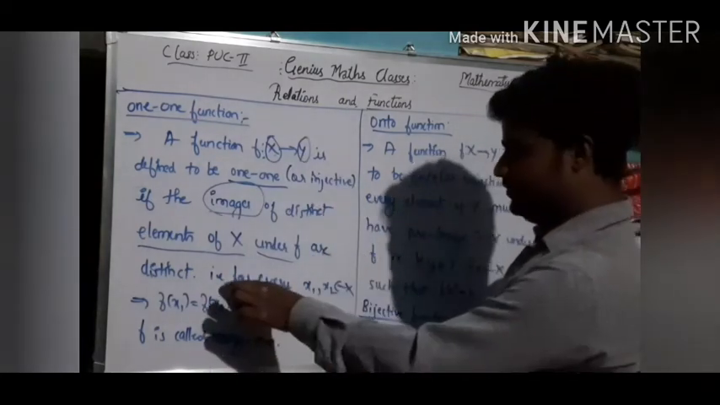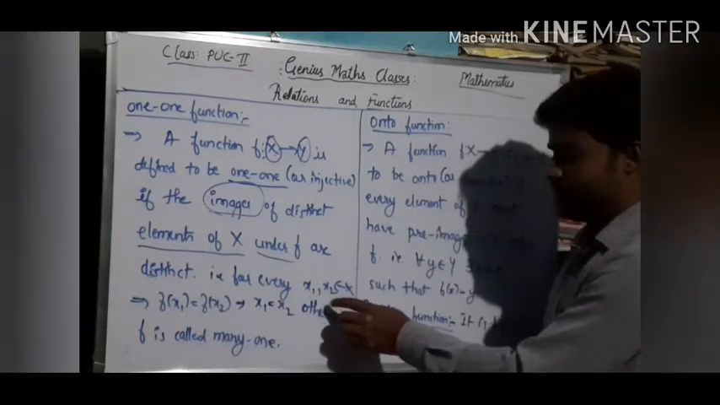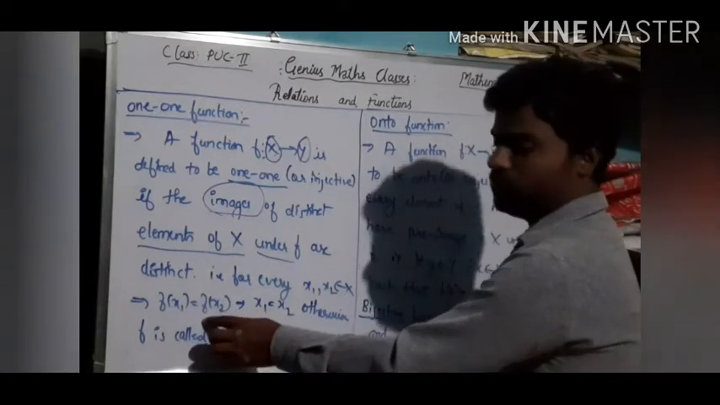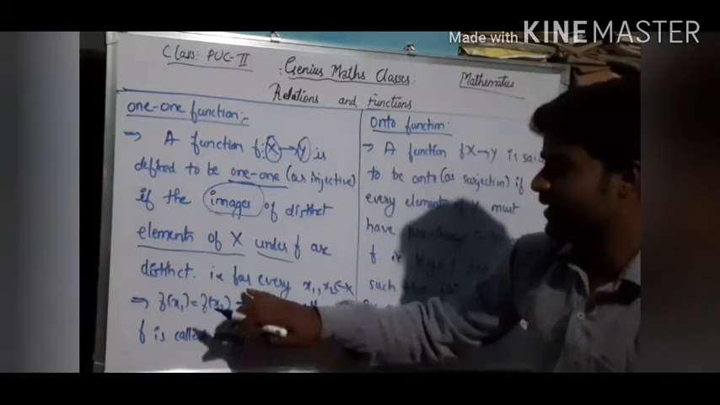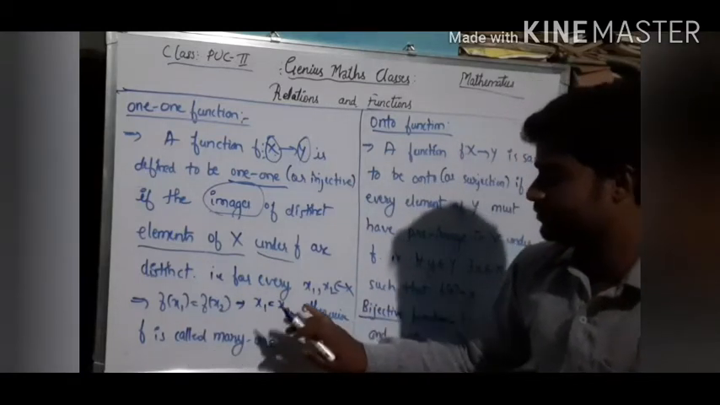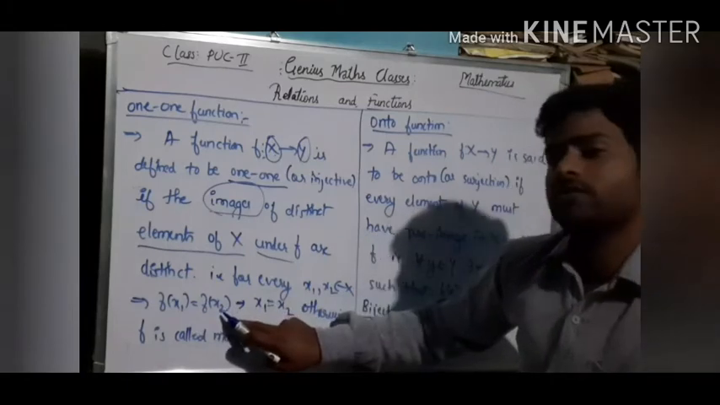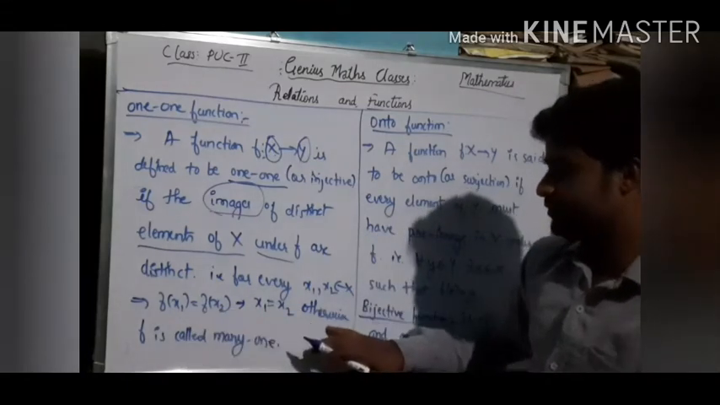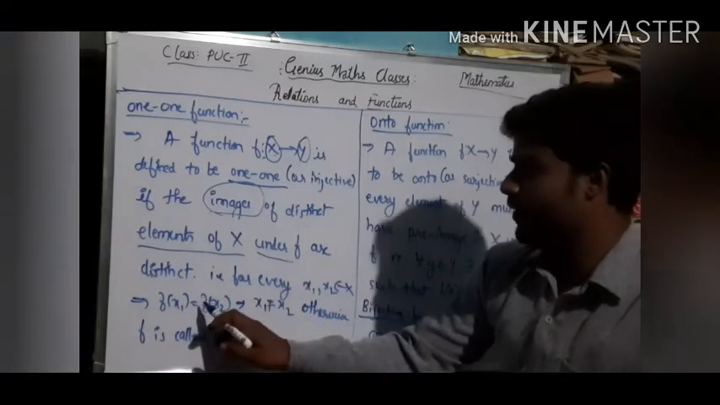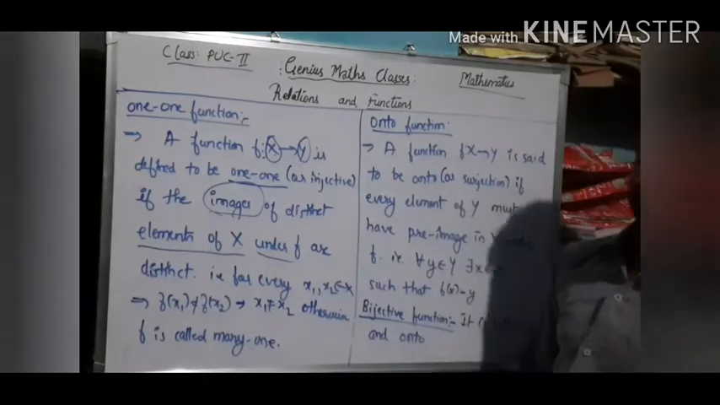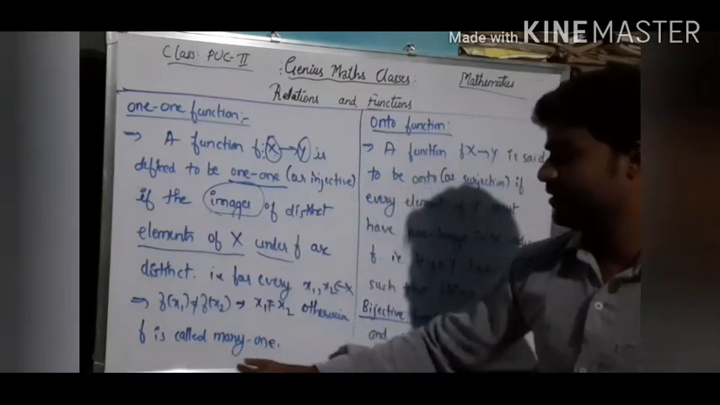Symbolically, for every x1, x2 belonging to x, f of x1 equals f of x2 only when x1 equals x2. That means x1 and x2 must be equal for the function values to be equal. Otherwise they are not equal. You can also write it as: for every x1 not equal to x2, f of x1 is not equal to f of x2. In that case only can we call this a one-one function. Otherwise we call this many-to-one.